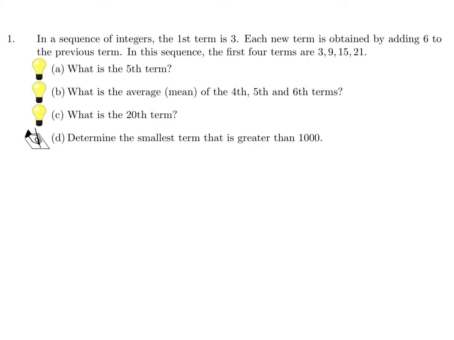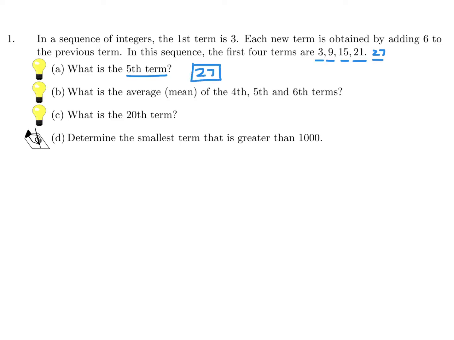In a sequence of integers, the first term is 3. Each new term is obtained by adding 6 to the previous term. In the sequence, the first 4 terms are 3, 9, 15, and 21. What is the fifth term? All right, so just keep adding 6, I guess. And when you do, you get 27 for that fifth term.